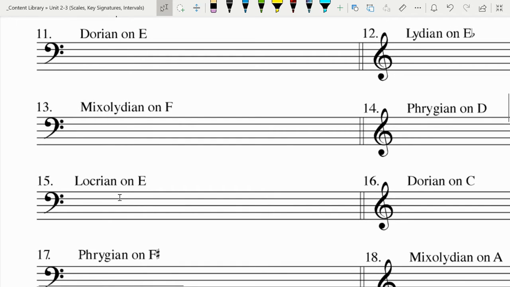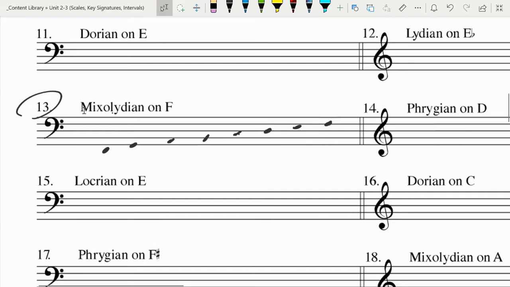This is in bass clef, number 13. So again, step 1, start on the right note. If it's an F scale of any kind, in this case F Mixolydian, you're going to start on F, build your scale: F, G, A, B, C, D, E, F.